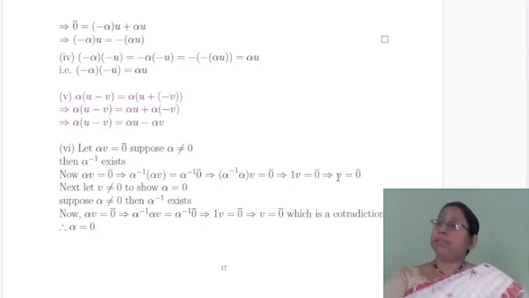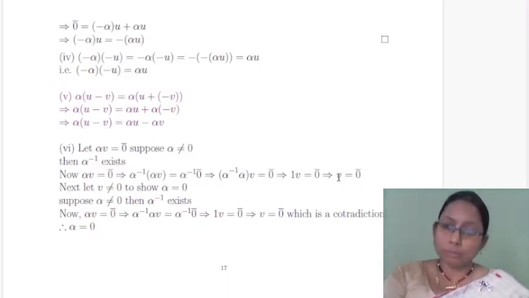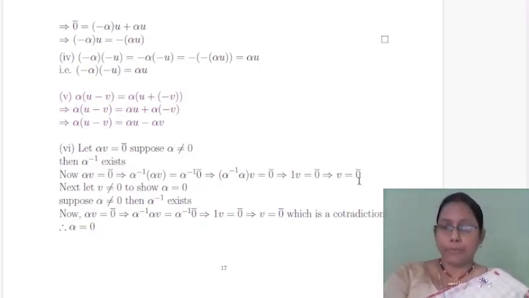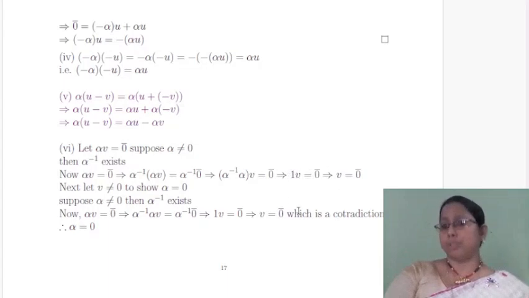So 1 into p is equal to p by the definitions of the properties of vector space, sorry, not the field. Because here one is the element of the vector space, the other is the element of the field. So it is by the definitions of the vector space equal to 0.